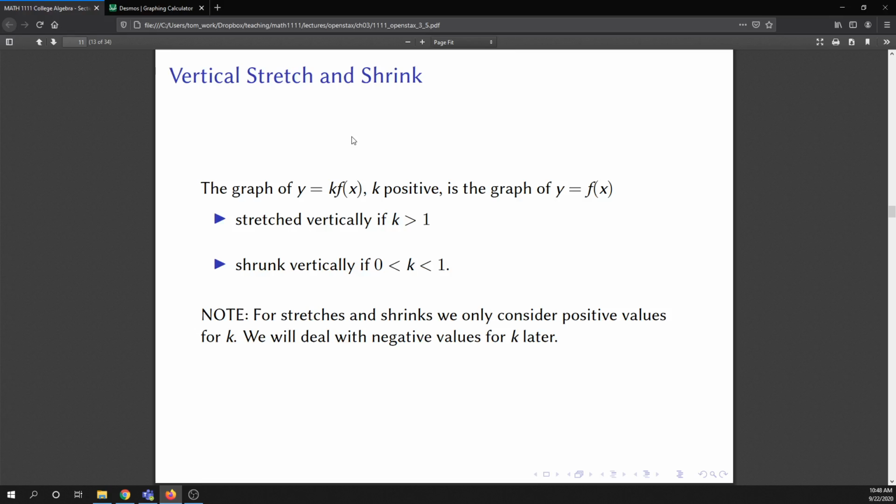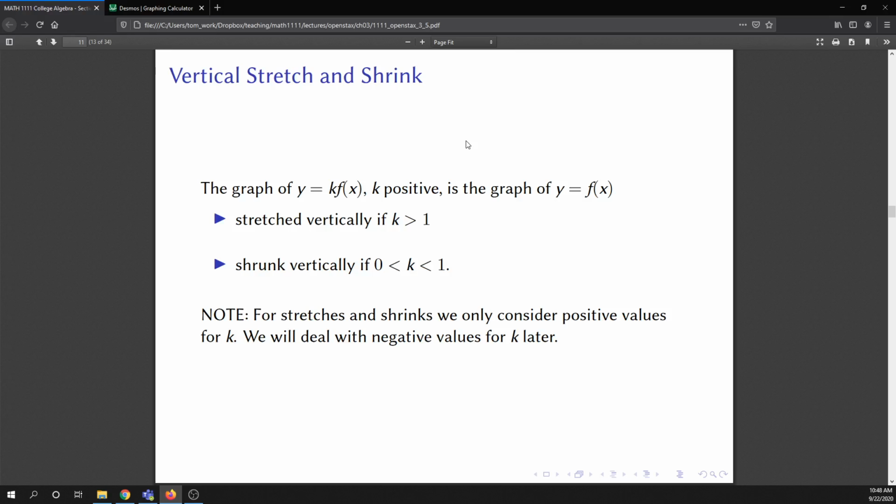The next transformation is when we multiply the function f of x by a constant, k. K is going to be positive. The effect this has on the graph overall is that it stretches the graph vertically if k is greater than 1, and it shrinks the graph vertically if k is in between 0 and 1. And remember, we're only considering the positive values of k. We are going to do the negative values as just negative ones. Okay.